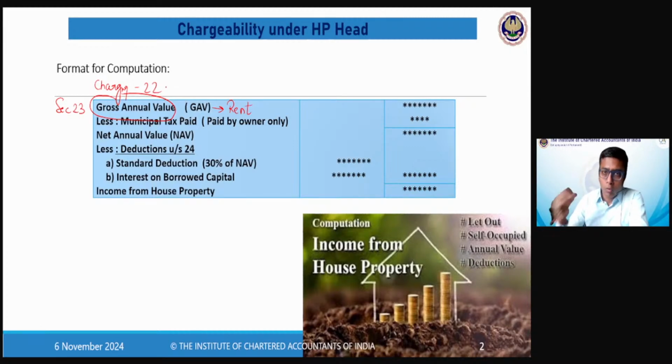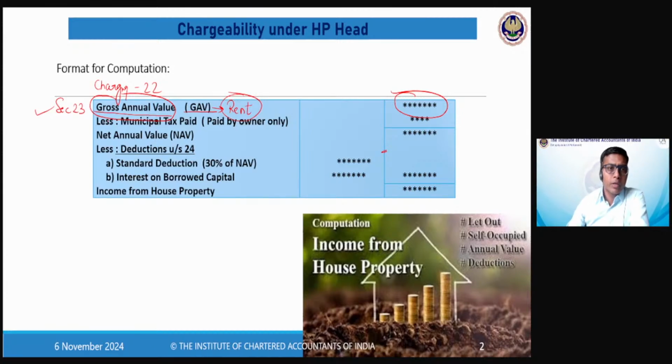Once you identify that these are the receipts which I have to cover under the HP head, then you will come to section 23 to compute what amount would be considered in this format as the receipt under this head, which is called the gross annual value, GAV. Now, as I mentioned, what is actually covered under this head is the rent that you get from this particular source. We are going to discuss in detail in section 22 when we read the charging section in the next slide, but I'm just giving you a broad idea to explain this format.